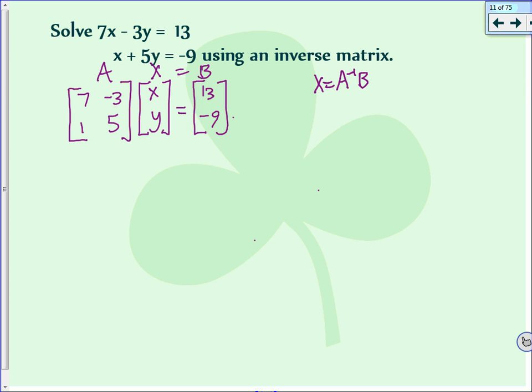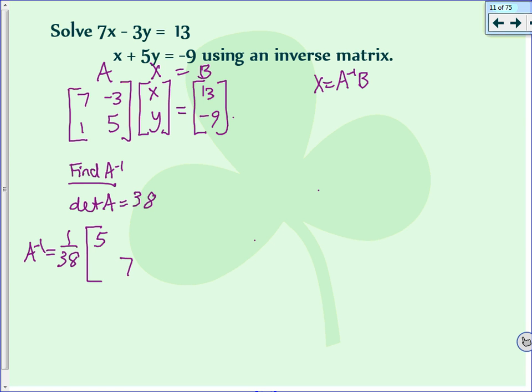So what we have to do is find A inverse. Well, to find A inverse, let's find the determinant of A. The determinant of A is going to be 35 plus 3. That's 38, because you have to do the subtraction of the two diagonals. And then we're going to jog it around. And there is our inverse. Any questions on that?